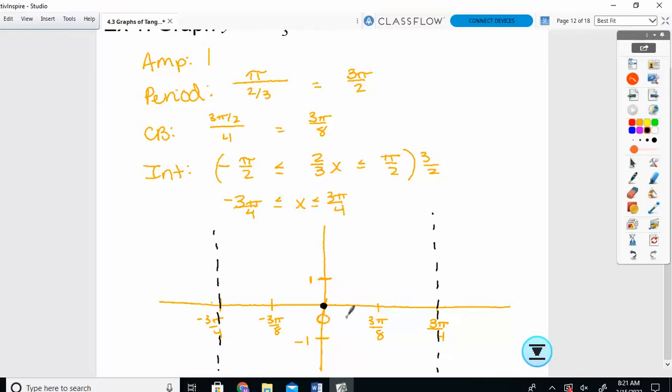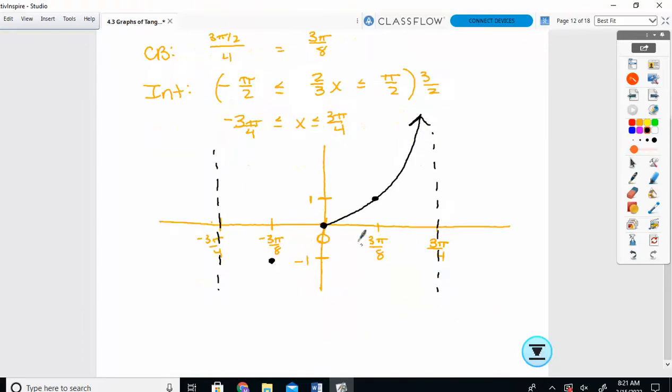So now we just have to decide, does tangent go up or go down? It goes up. Or you could think this is like quadrant 4, so it would be negative. This is quadrant 1, so it would be positive. So at negative 3 pi over 8, you'd be at your negative 1. At positive 3 pi over 8, you'd be at your positive 1. Now when you graph this, it's not just a straight line through those points. Just like everything else, it's curved, and you need to draw it getting closer to your asymptotes as time goes on.